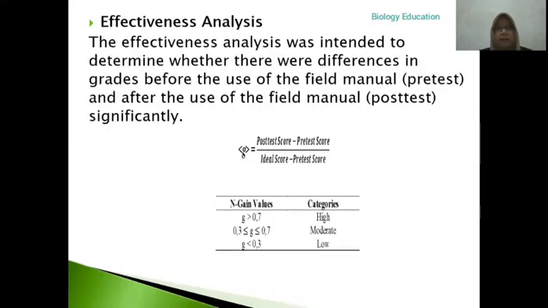Effectiveness analysis. The effectiveness analysis was intended to determine whether there were significant differences in grade before the use of the field manual or pretest and after the use of the field manual or post-test. Here, I use the formula in N-Gain, namely post-test score minus pretest score divided by ideal score minus pretest score.